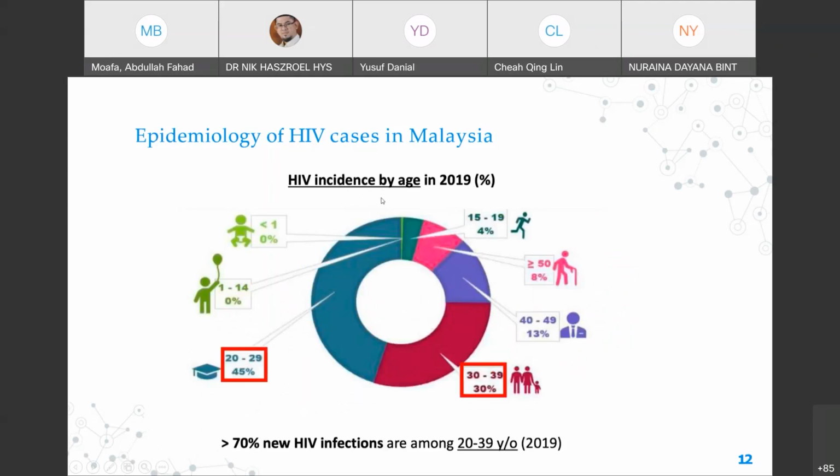HIV incidence by age in 2019. For ages less than 1, we have obtained data of 0%. 1 to 14 years old, 0%. For ages between 20 to 29 years old, it's 45%, probably the highest percentage. 30 to 39, just 30%. So it doesn't need to be explained. I guess we all understand why it's higher within this age range, and of course 30 to 39 too. So 70% of the new HIV infections are among 20 to 39 year olds, obviously.